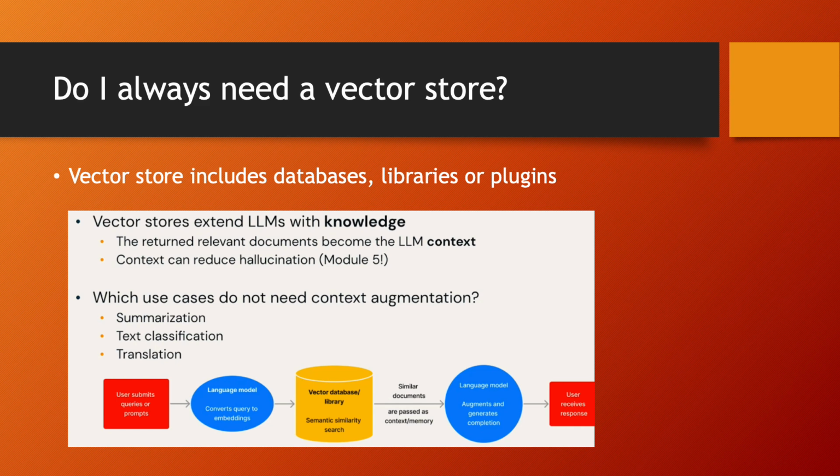Now, which use cases do not need context augmentation? Yeah, so here there'll be kind of three key ones. One is summarization. It doesn't need added context. Text classification doesn't need one, and translation.